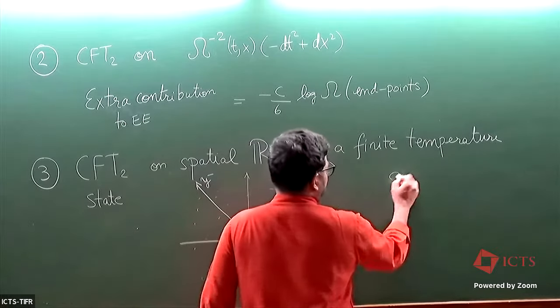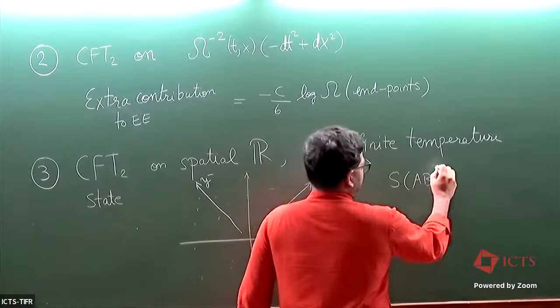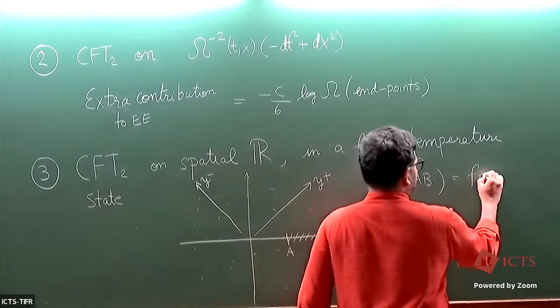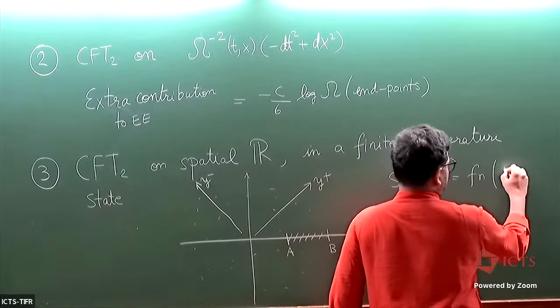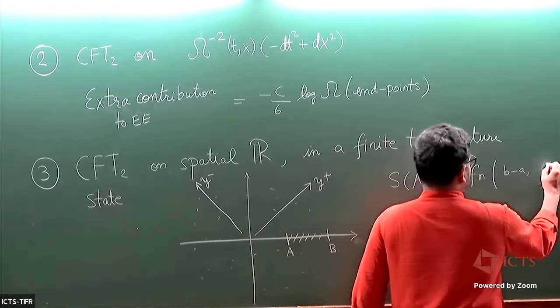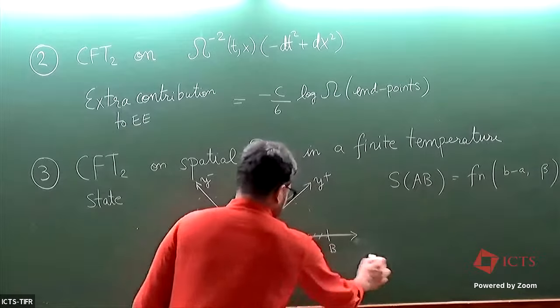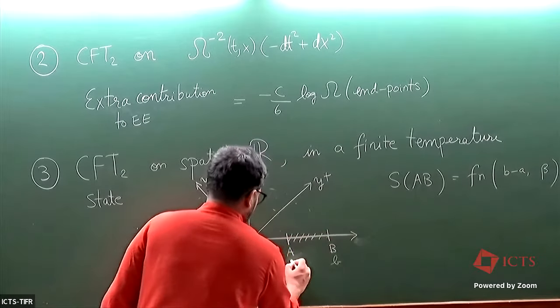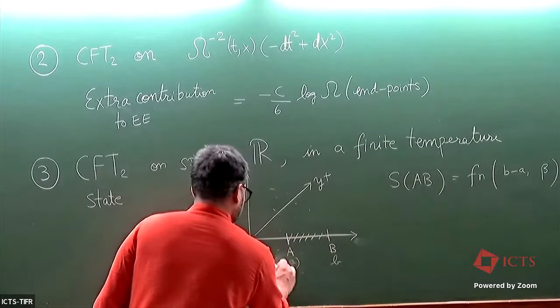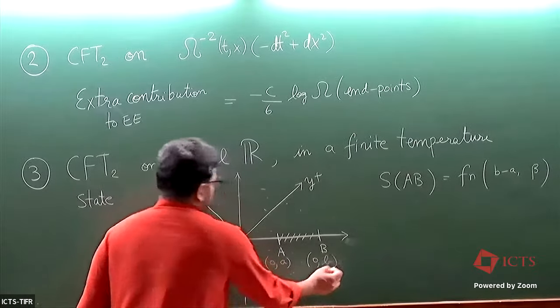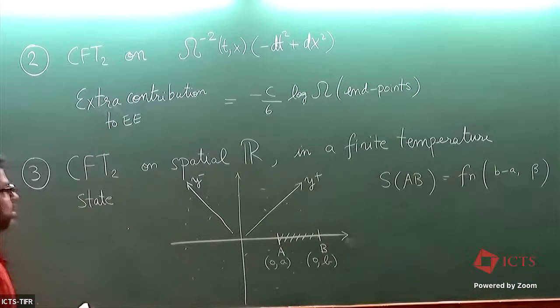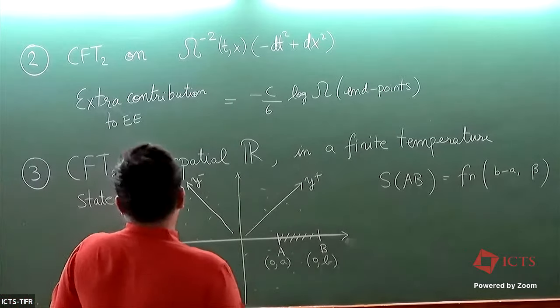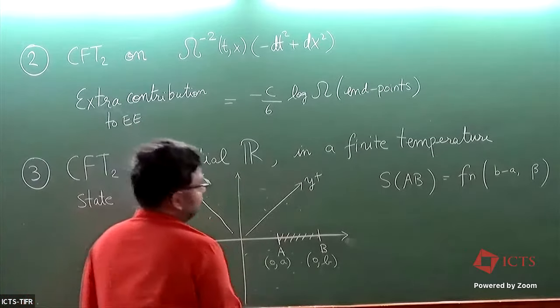So what is S of AB? It will be some function of, let's say, B minus A and beta, right? So B is just the coordinate of B and A. So this is 0, A, this is 0, B, in the time and space coordinates. Okay, so we want to somehow use this result to derive this.